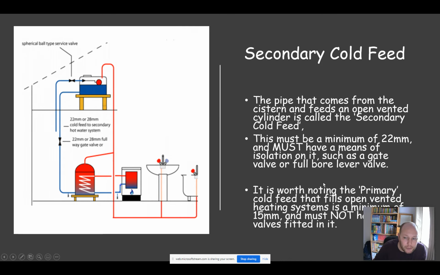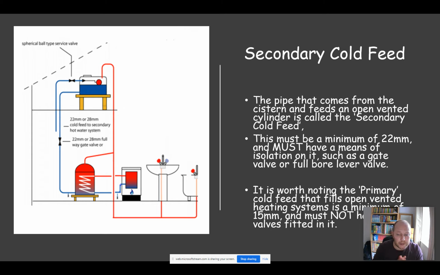We're going to introduce you right now to the fact that the primary cold feed is different. Okay, it's good to make sure that we cover this at the same time, so it saves confusion in the future. Okay, the primary cold feed feeds the central heating system. That is a minimum size of 15 mil, and it must not have any valves fitted on it for safety, essentially.